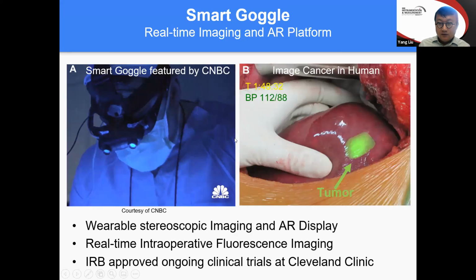On the right is a representative image of human liver cancer. You can see the tumor is being pseudo-colored in gray. In this particular case, the fluorescence is actually in the near infrared spectrum, which cannot be seen by the human eyes, but the system can detect it and pseudo-color it as green. And right now we have a few IRB approved clinical trials going on at Cleveland Clinic, so we're very excited about it.